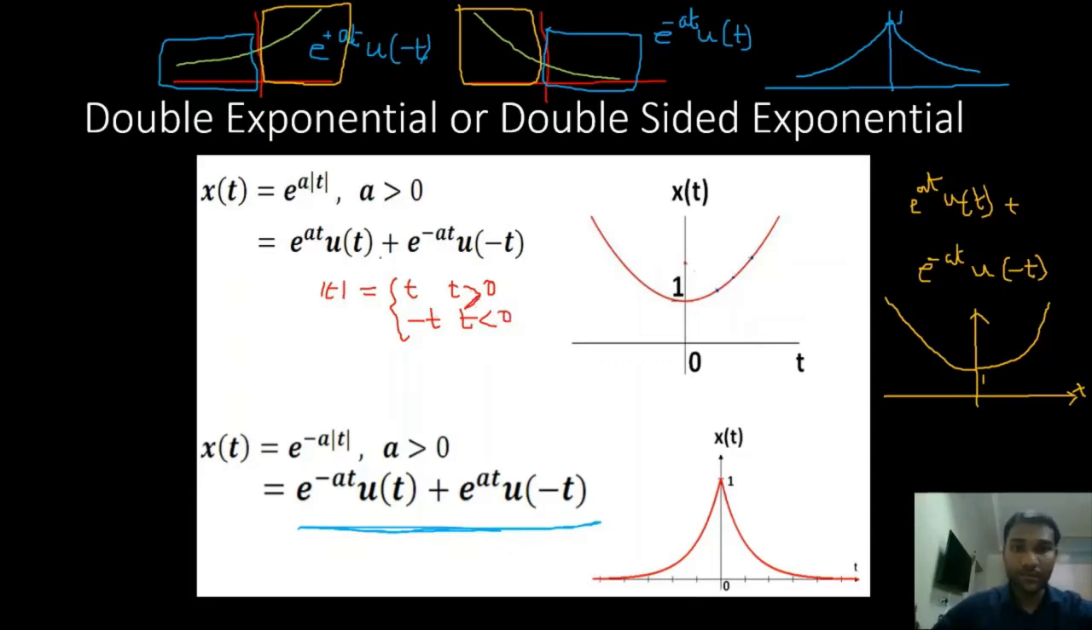If you substitute it for t greater than 0, meaning u of t, it is just plus t. So in place of mod t, we'll just write t. For t less than 0, that is u of minus t, in place of mod t, we write minus t. So e power minus at, right? So this is one form of double exponential and the other form of double exponential.